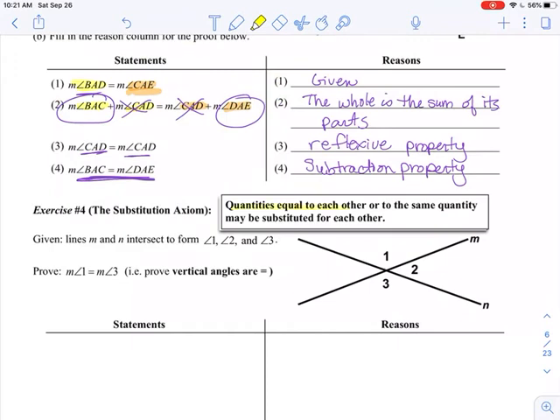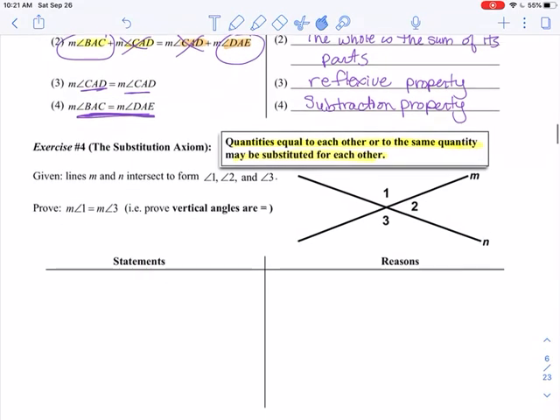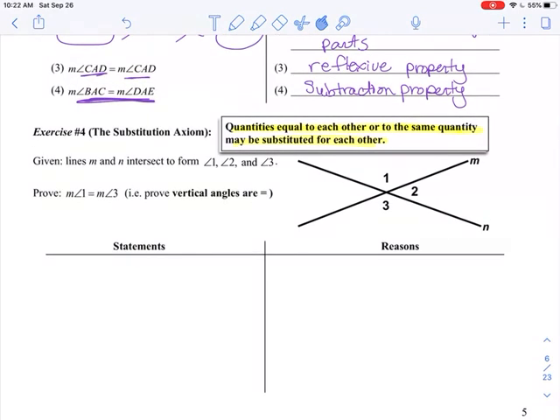All right. So substitution says that quantities equal to each other or to the same quantity may be substituted for each other. Now we've actually already learned that vertical angles are congruent to each other. I told you that, but this is the proof for vertical angles being congruent to each other.